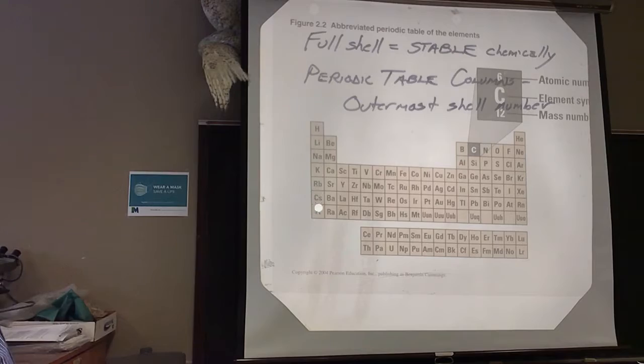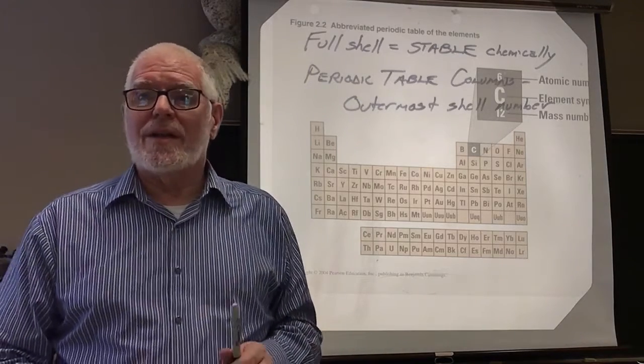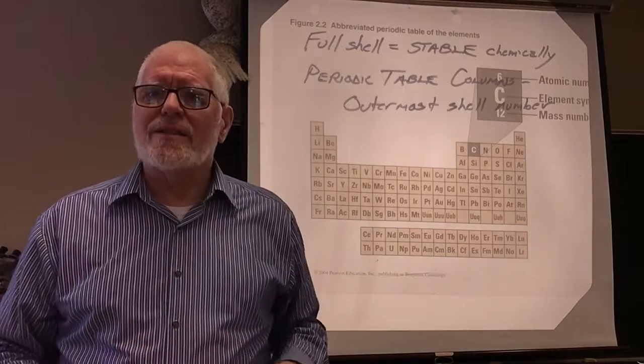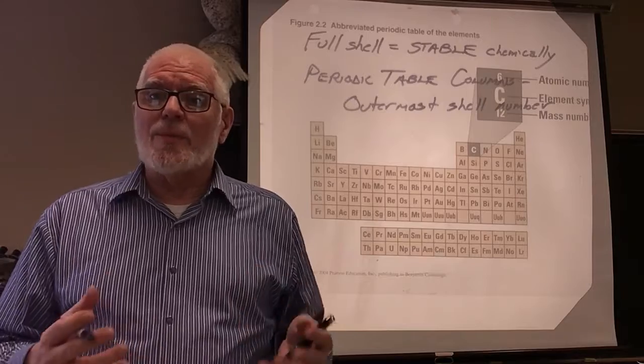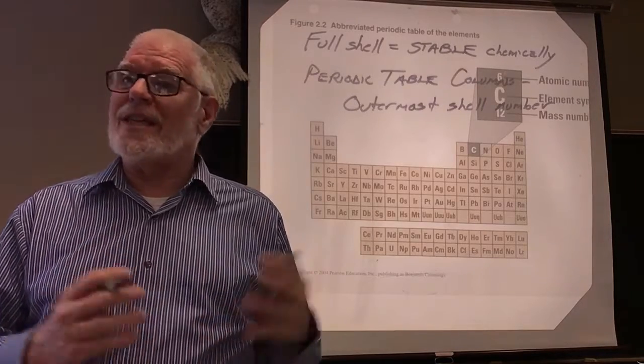So what happens if you only have 1 electron in your outer shell? That's certainly not stable. Well, what's the easiest way to make it stable? Let's get rid of it. If we dump off that lone electron from the outer shell, now our outer shell is what used to be underneath it, but it's full.